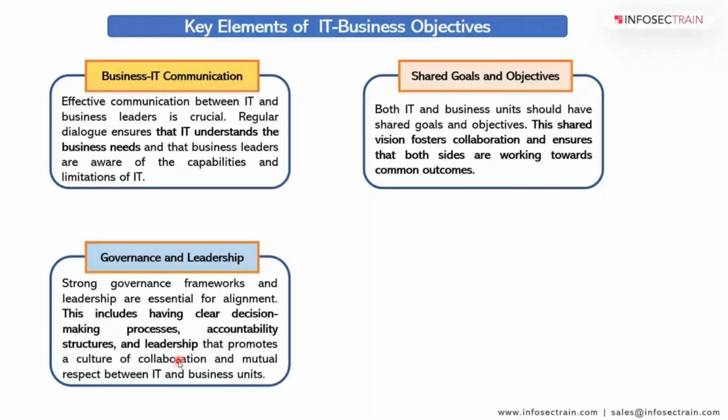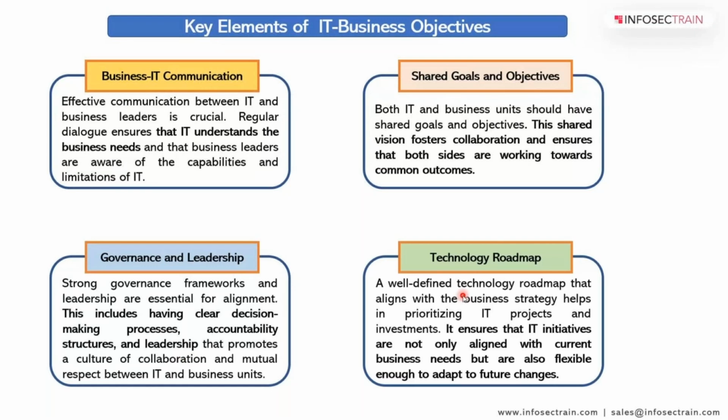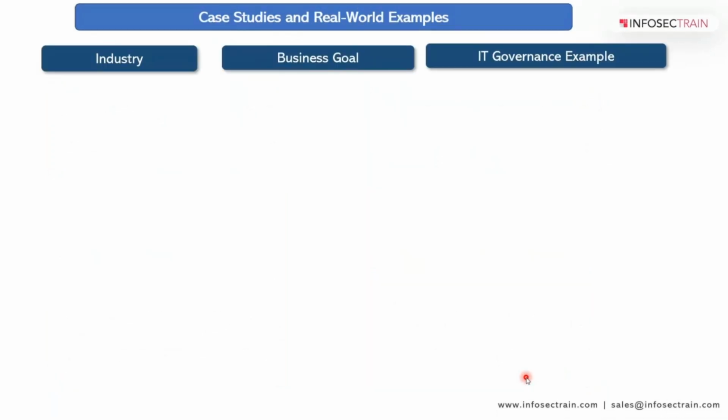Technology roadmap. Now, what is a roadmap? A well-defined technology roadmap that aligns with business strategy helps to prioritize IT projects and investment. So what does it ensure? It ensures that IT initiatives are not only aligned with the current business needs, but are also flexible enough to adapt to future changes. Be focused, very interesting. Now let's see some of the case studies and real world examples.